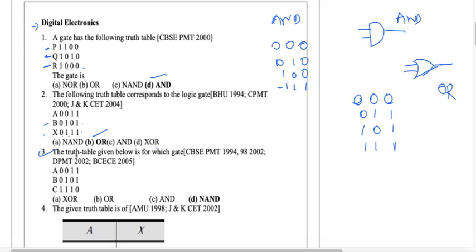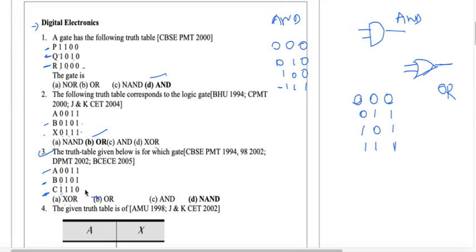Now coming to the third question: the truth table given below is for which gate? Here the input A is 0 0 1 1 and the input B is 0 1 0 0. C is the output, where we can see that when both the inputs are 0, the output is 1. Whereas for exclusive OR gate, if both the inputs are equal, then the output will be 0. So this is not an exclusive OR. For an OR gate, when both the inputs are 0, the output is also 0, so it is not an OR gate.